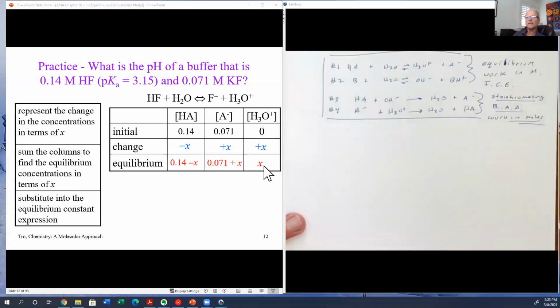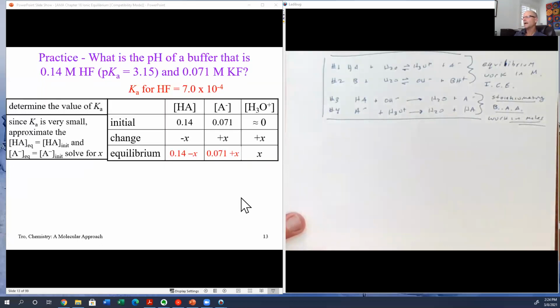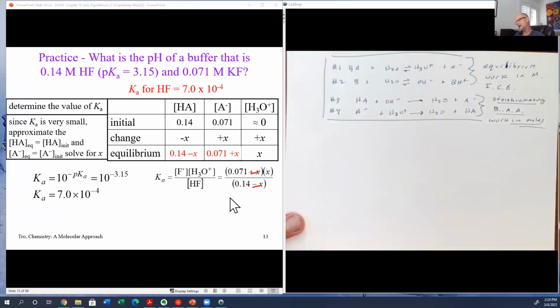So far, this is just like working every other equilibrium problem we've ever seen, except that now, instead of just having the weak acid, you also have some amount of the conjugate base. So you set up the expression for K and plug everything in. A minus is 0.071 plus X. H3O is X, and then the denominator HA is 0.14 minus X. Are you with me? All right, and then you find Ka, and you solve that.